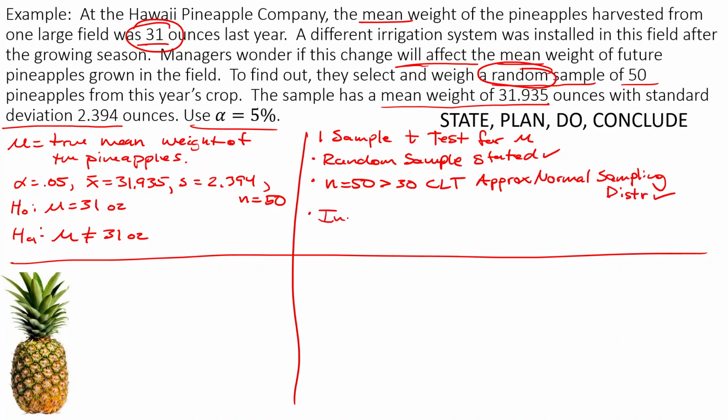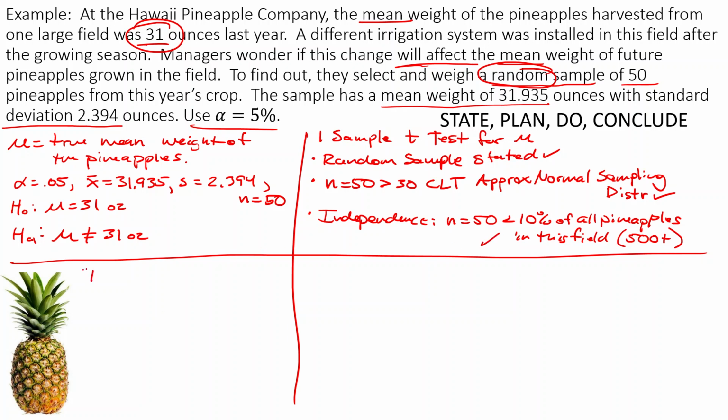And independence. So our sample size is 50, which is hopefully less than 10% of all pineapples in this field. Usually the pineapple fields are pretty big. As long as there's more than 500 pineapples on this plantation, we should be good. All right, so that checks out as well.